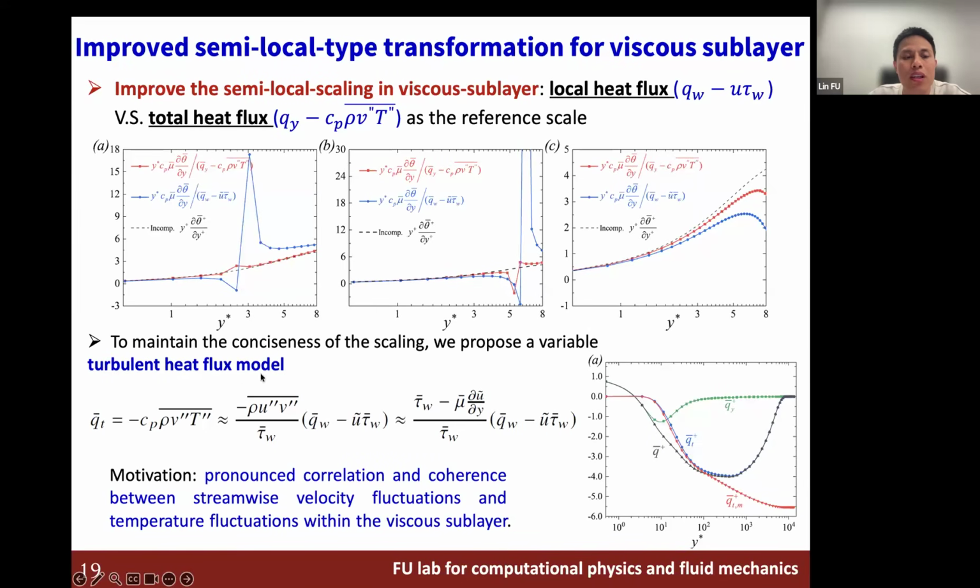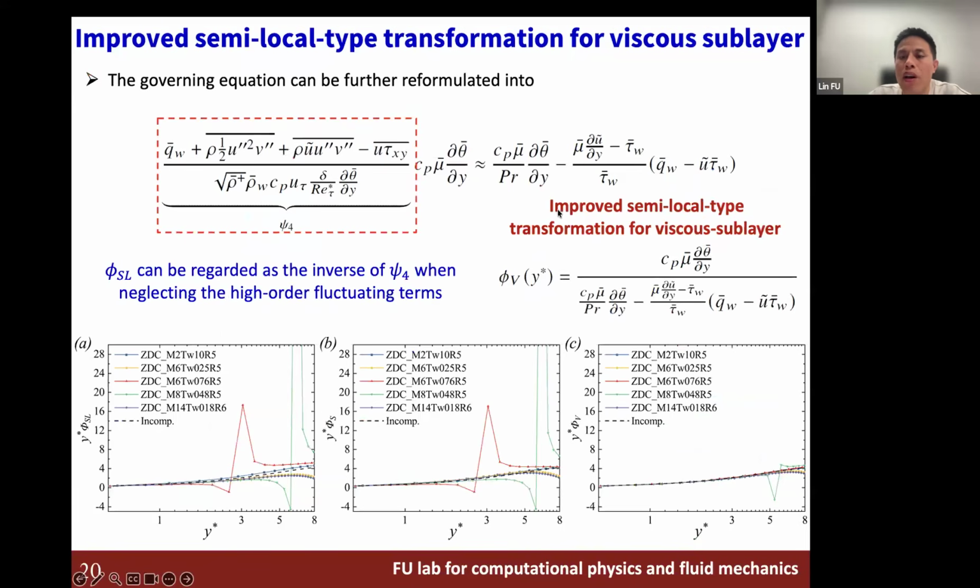We get this turbulent heat flux model, which, as you can see here, this red line in the viscous sublayer, agrees with the DNS turbulent heat flux very well. Then at this point we reach the so-called improved semi-local type transformation for the viscous sublayer. Compared with the previous version, we have an additional term in the denominator.